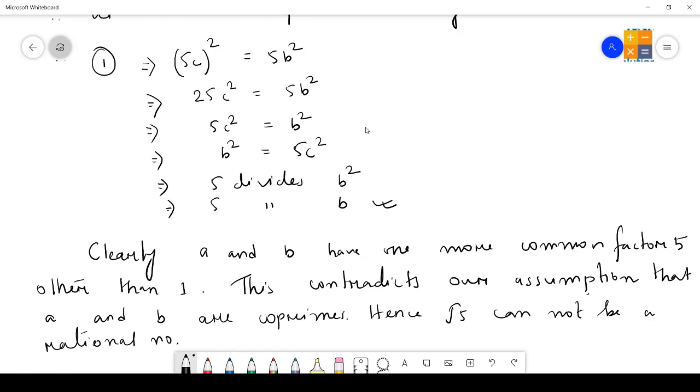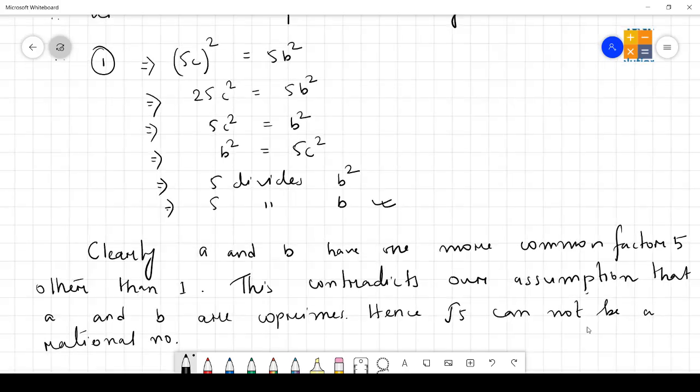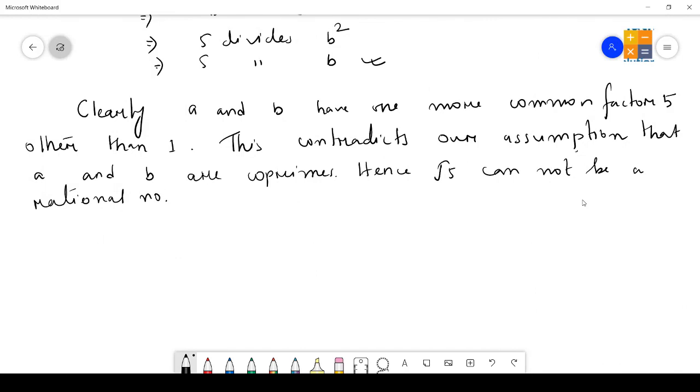So the final line, the conclusion we can draw here is what? Hence, root 5 is an irrational number. So that is how we can prove here.